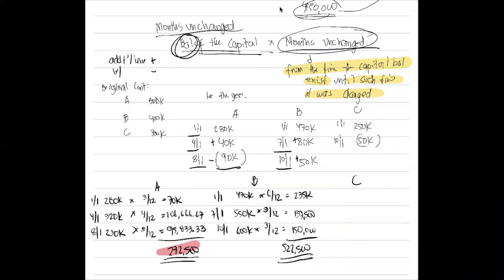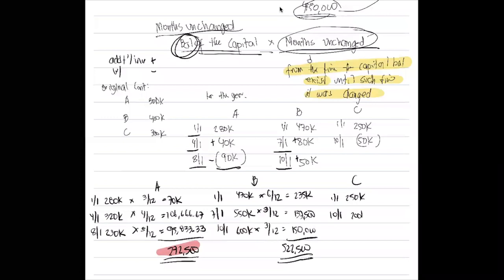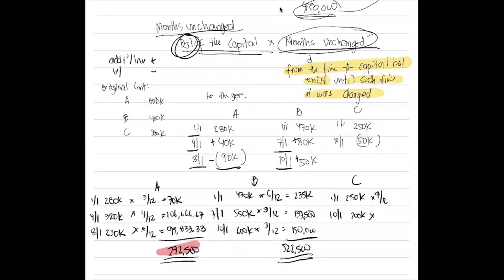Okay, so 522,500 for B. Let's go for C. January 1, 250,000. It was changed on October 1. So 250 less 50, 200,000. So January 1 to October 1, how many months? 9 over 12. Next, 200,000 for October 1 till December 31, 3 over 12. So 250,000 times 9 over 12 is 187,500. And then 200,000 times 3 over 12 is 50,000. So this will give us 237,500.